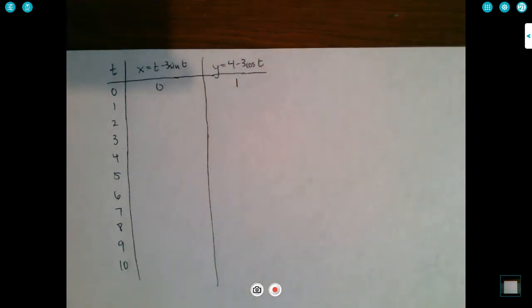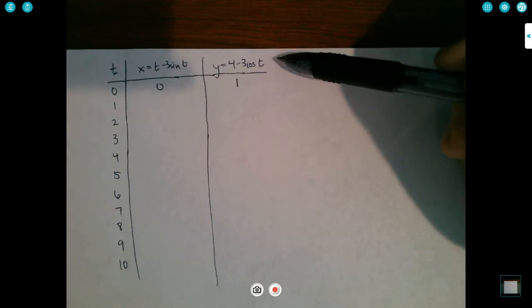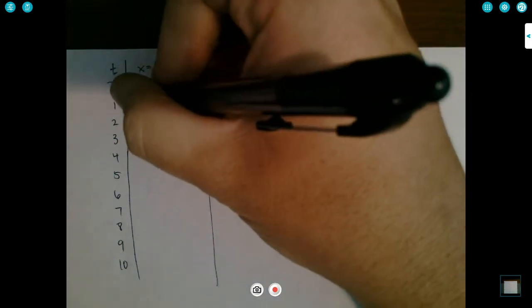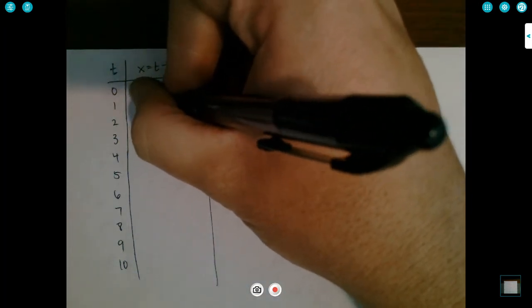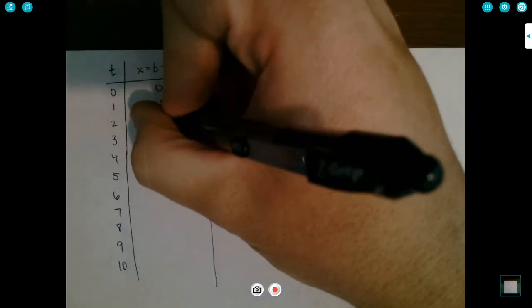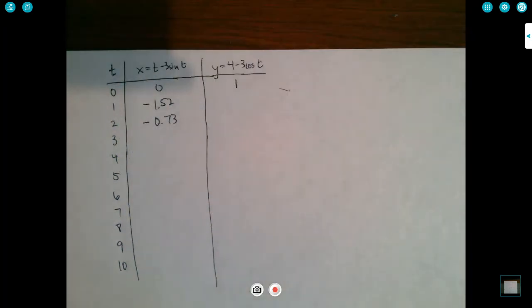Okay, the rest of them, I am going to have to use my calculator. This should be in radians, right? It's in radians, okay? So make sure your calculator is in radian mode. We're going to do 1 minus 3 times sine of 1. That comes out to about negative 1.52. If I go back and plug in 2, I get about negative 0.73.